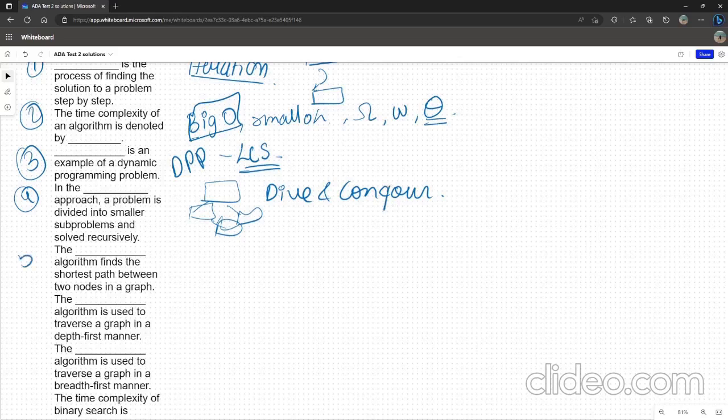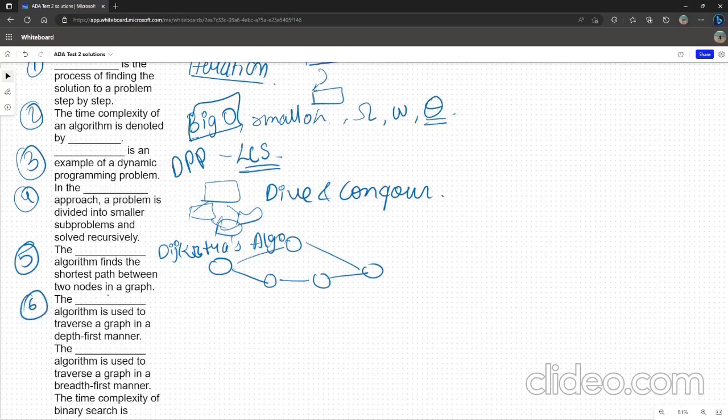And the fifth question is the dash algorithm finds the shortest path between two nodes in a graph. We have to find the shortest path between two nodes in a given graph. So that is done using Dijkstra's algorithm of finding the shortest path between any two nodes.